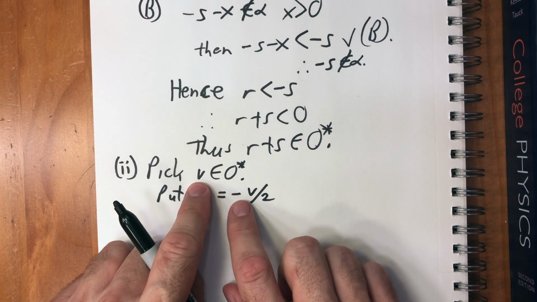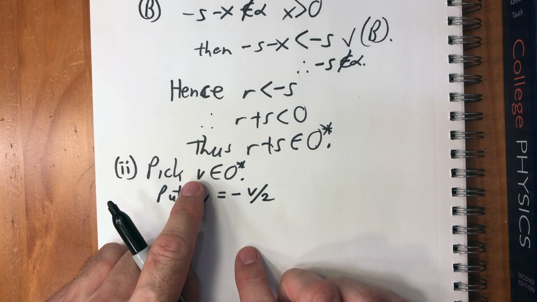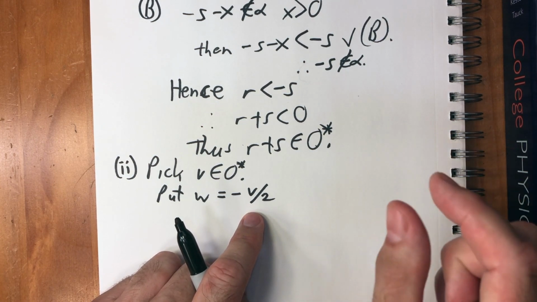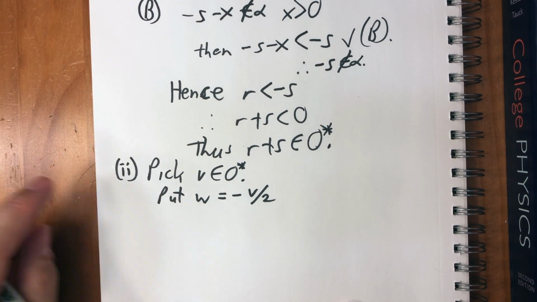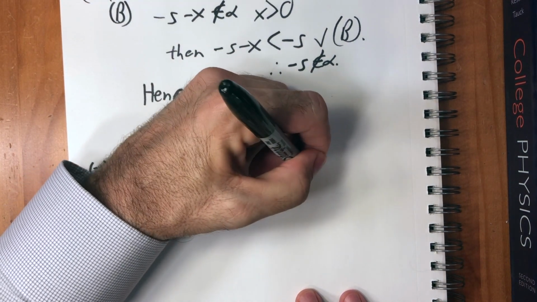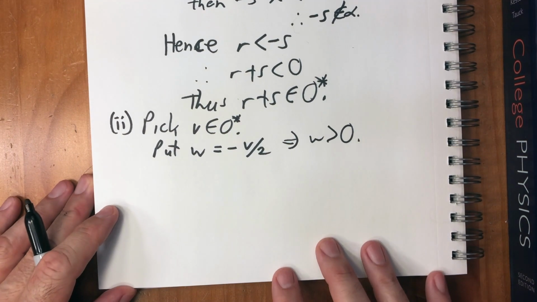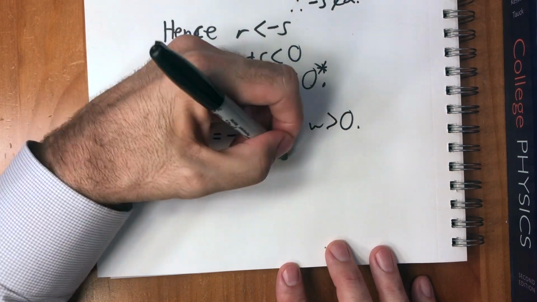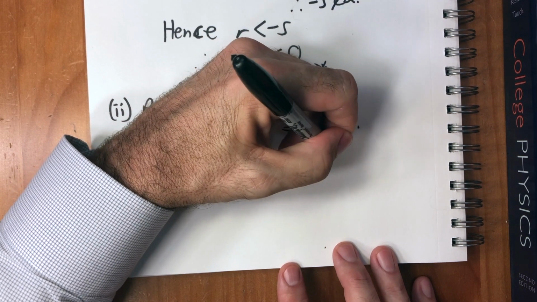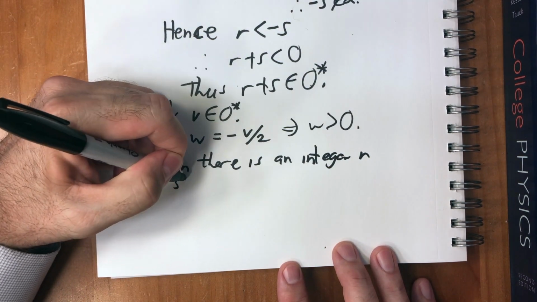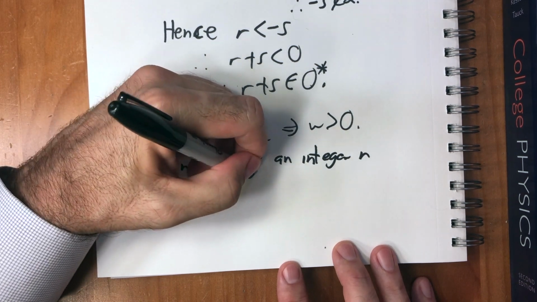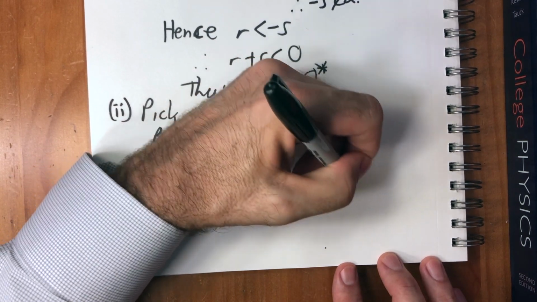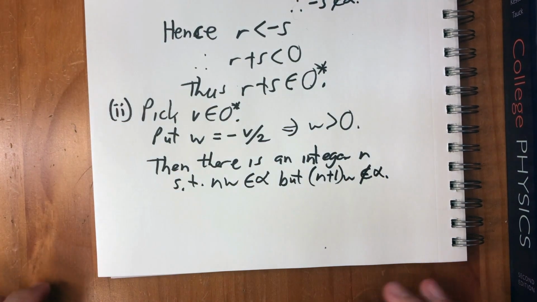Okay, so V is some number less than 0. So V is negative, so W is going to be positive, but half as far from 0. So it's half as big and positive. So W is greater than 0. Okay, then there exists an integer n such that nw is an element of alpha, but n plus 1 w is not an element of alpha.